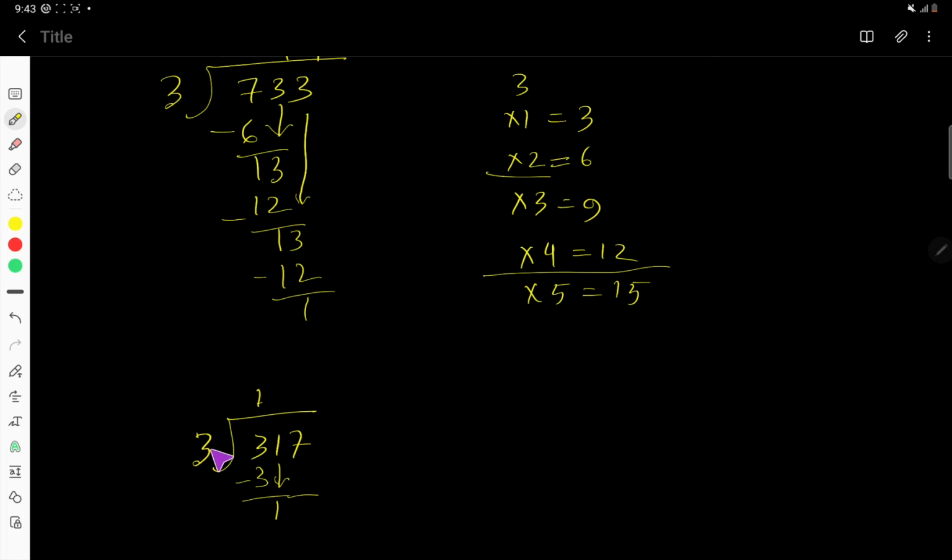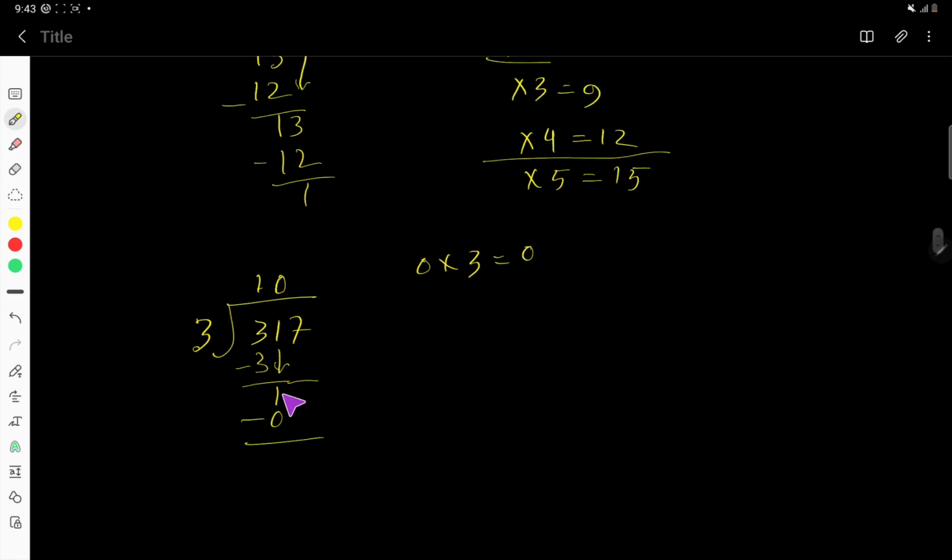1 is smaller than 3. So 3 goes into 1 how many times? 0 times, right? Actually this is smaller. 0 times 3, 0. So write 0 here. Then subtract, 1 minus 0, 1. Now bring down the second digit, 17.